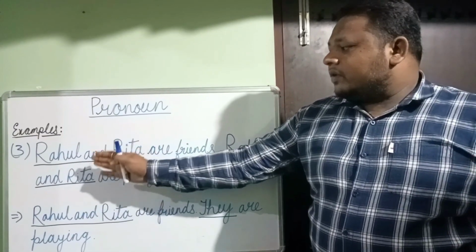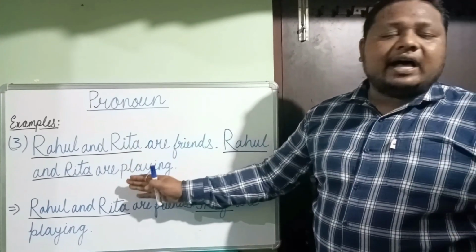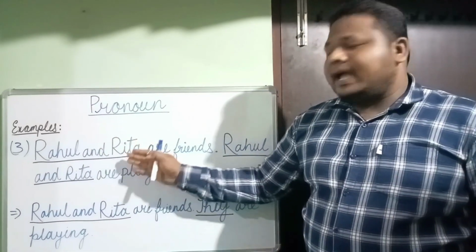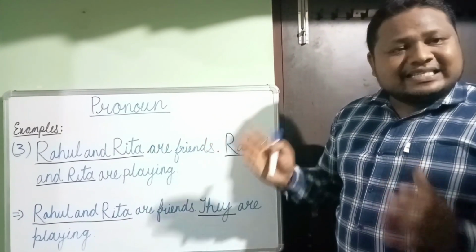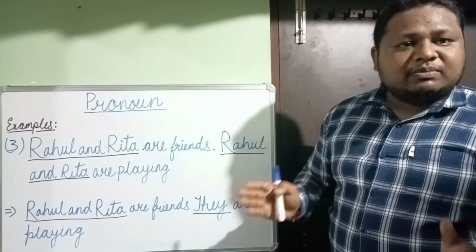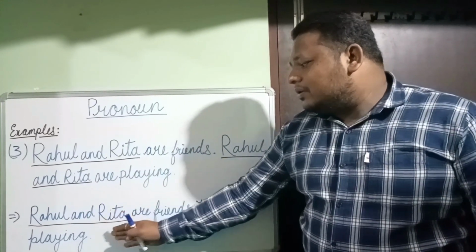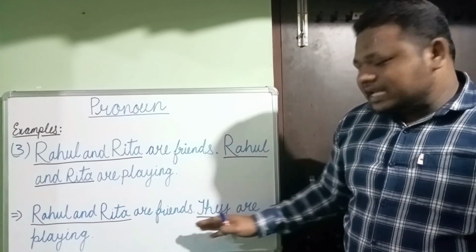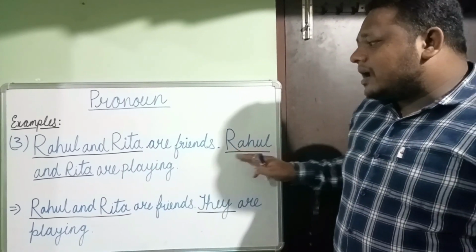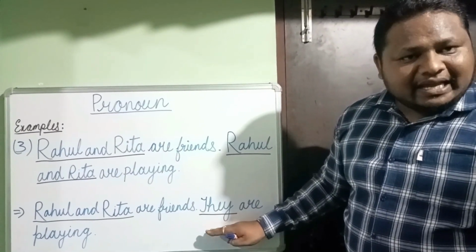Example 3. Rahul and Rita are friends. Rahul and Rita are playing. In these sentences, we are talking about Rahul and Rita. So instead of repeating Rahul and Rita all the time, we can use a suitable pronoun. We can rewrite this as: Rahul and Rita are friends. They are playing. Alright? So in place of Rahul and Rita, we can use the pronoun they.